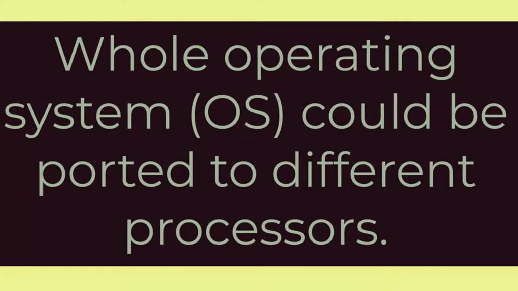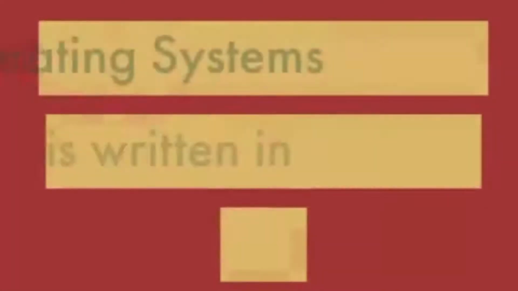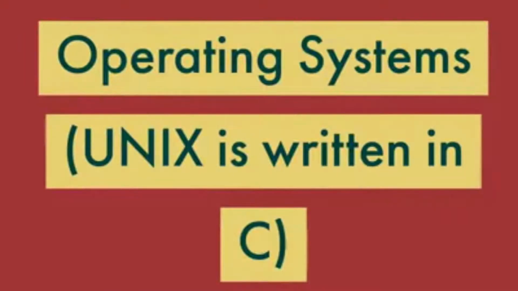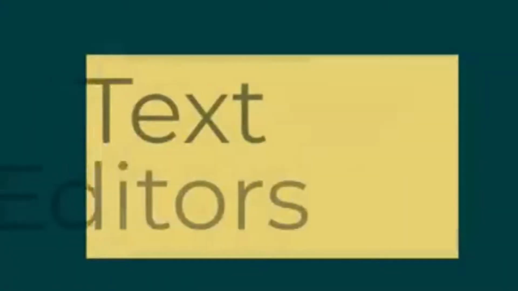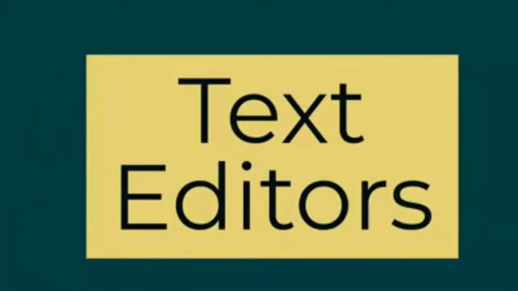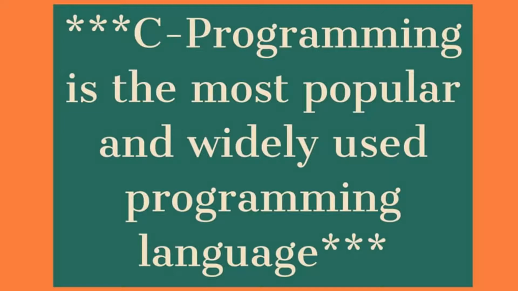Some examples where programmers use the C programming language: operating systems, Unix is written in C. Compilers, text editors, drivers, your Windows drivers are written in C. C programming is the most popular and widely used programming language, which is used to design computer software and applications that directly interact with hardware devices, such as drivers, kernels, etc.